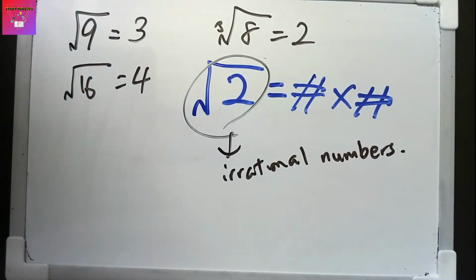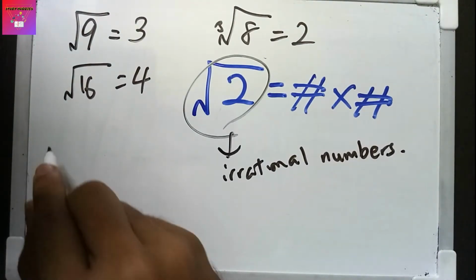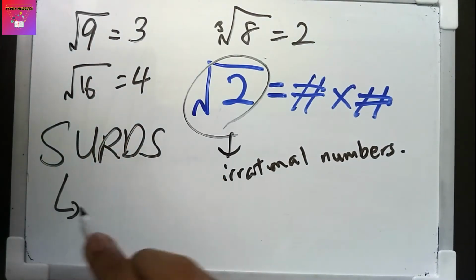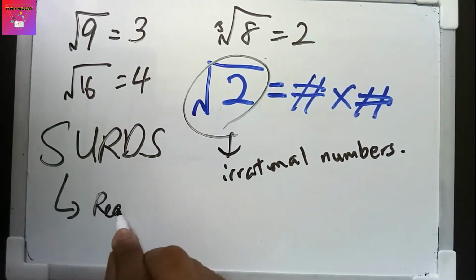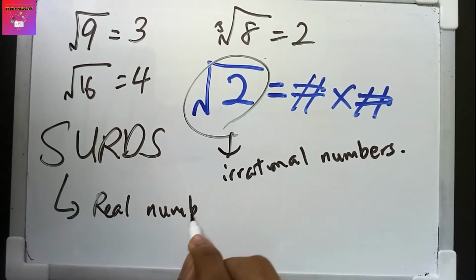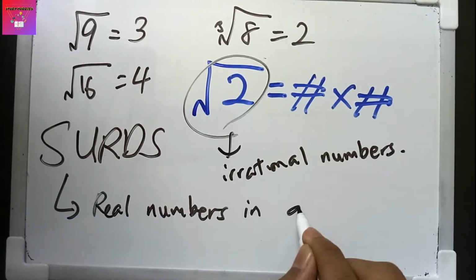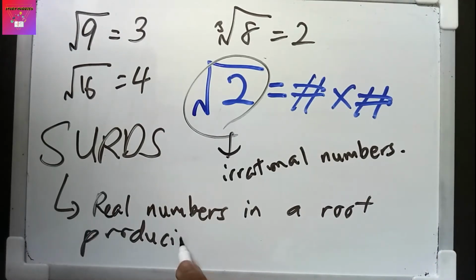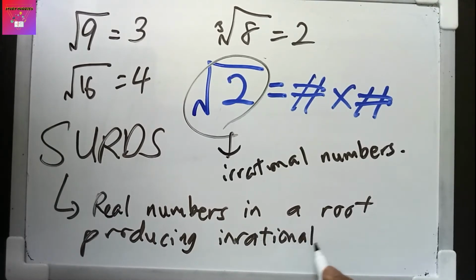So now we are getting into the definition of surds. Surds are basically real numbers in a root producing irrational numbers. For instance, like square root 2, it produces an irrational number.